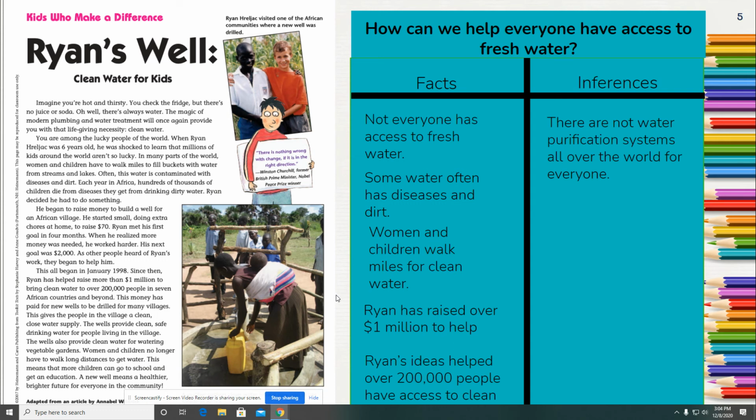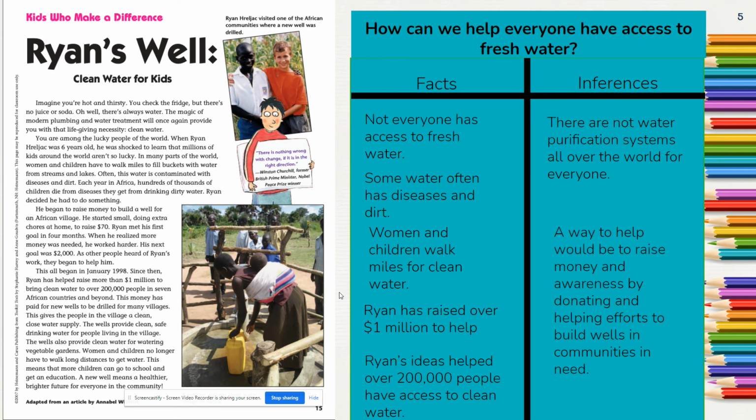I can infer from these facts that even though not everyone has access to clean water, a way to help would be to raise money and awareness by donating and helping efforts to build wells in communities in need. This is how we can use inferring to draw a conclusion when the answer is not written explicitly. My question was, how can we help everyone have access to fresh water? Well, by the end of reading this article, I came to infer that a way to help would be to raise money and awareness by donating and helping efforts to build wells in communities in need.